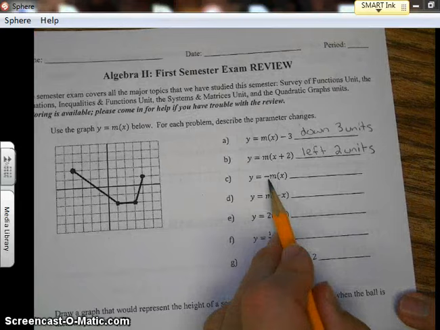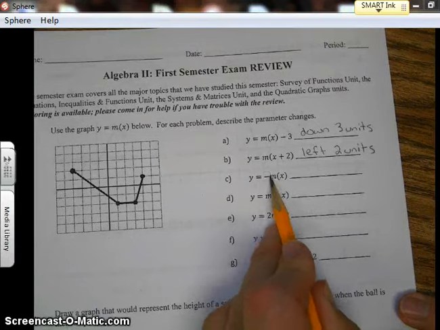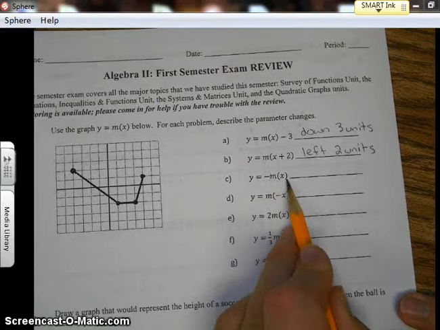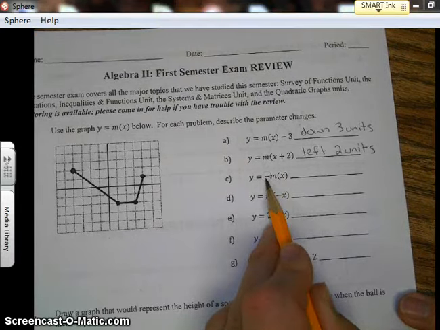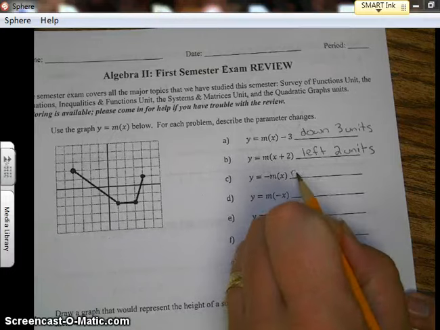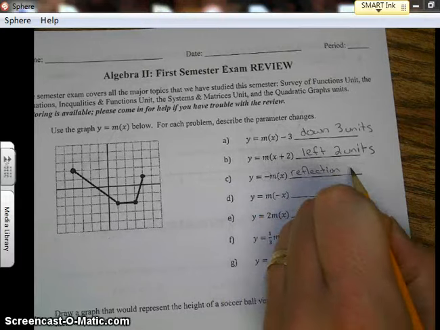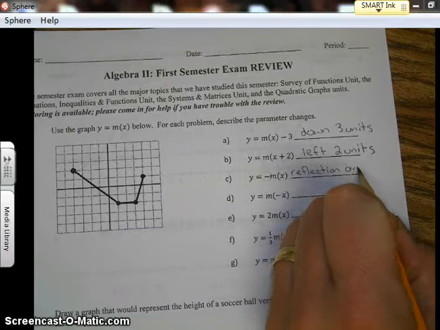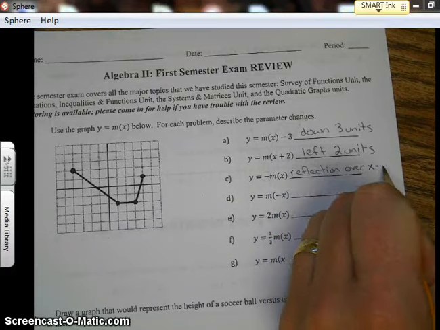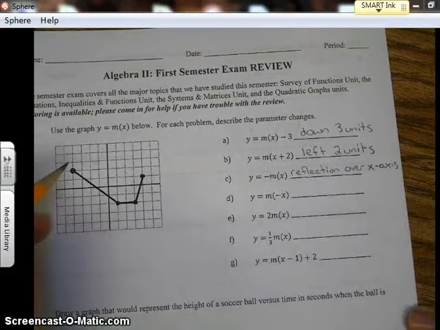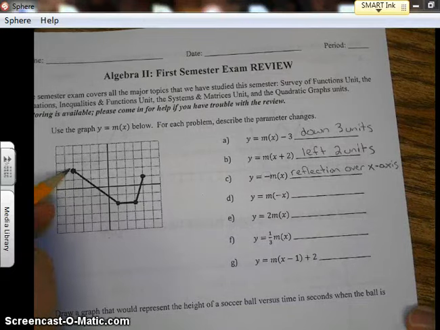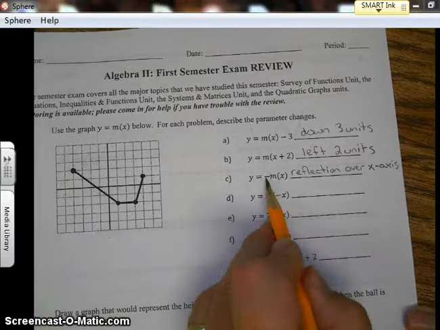Here we have a reflection because all the y values are being multiplied by -1. So we have a reflection over the x-axis. So here the y value is 2. It becomes -2 when multiplied by -1.